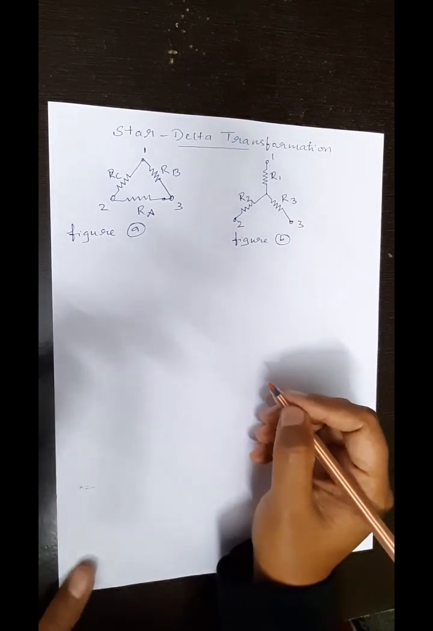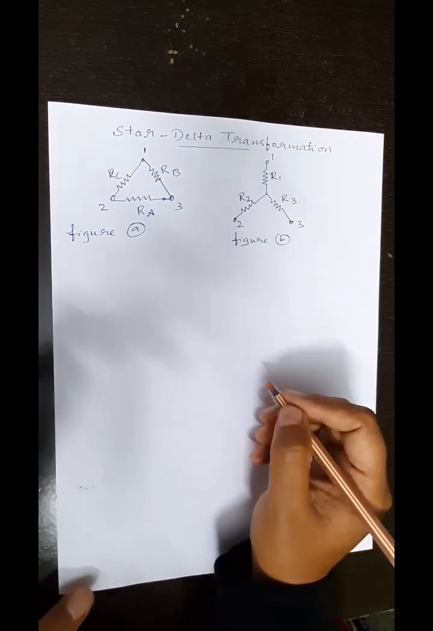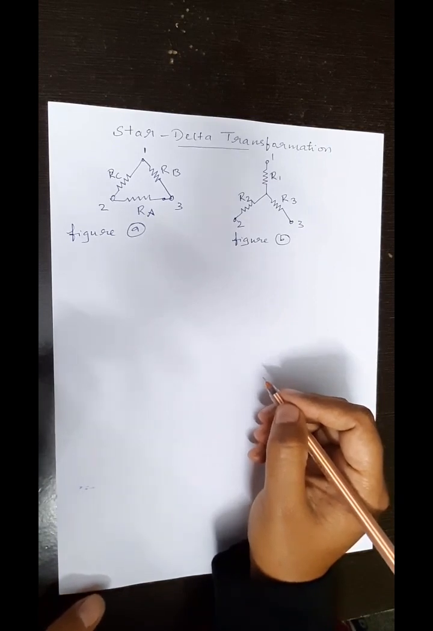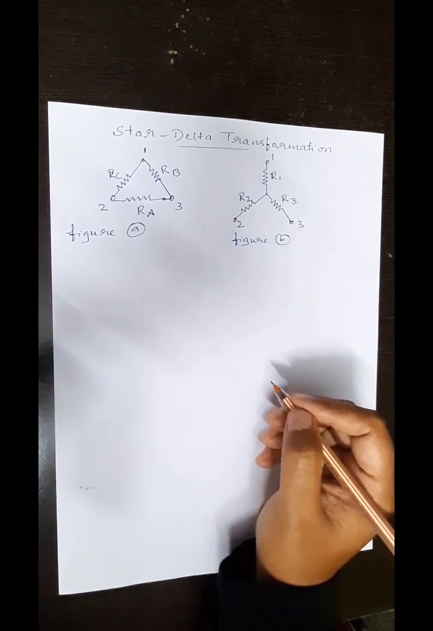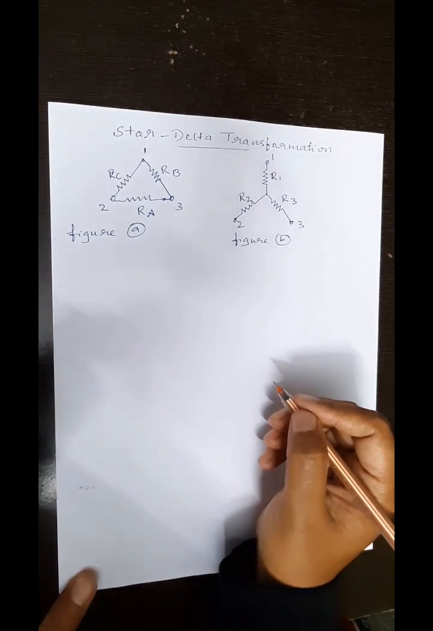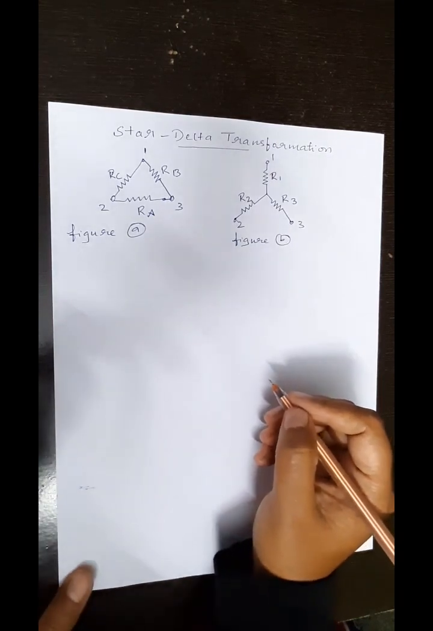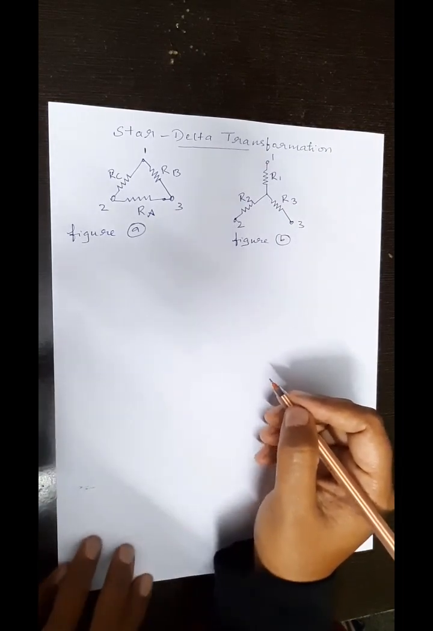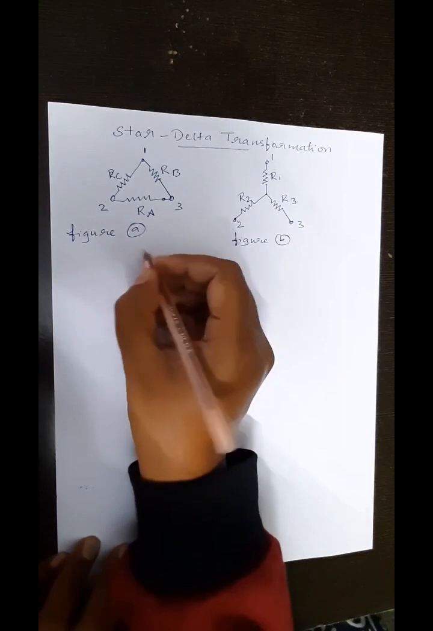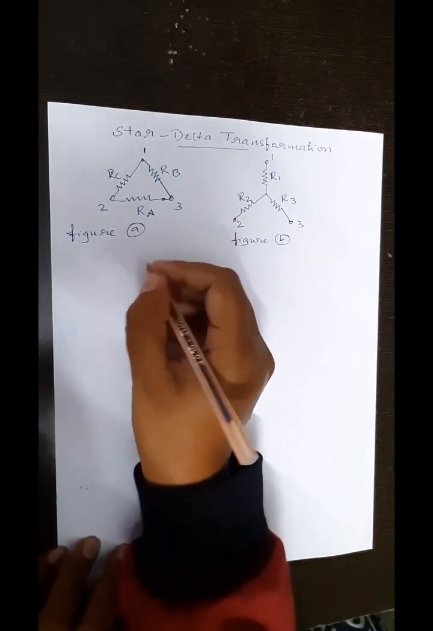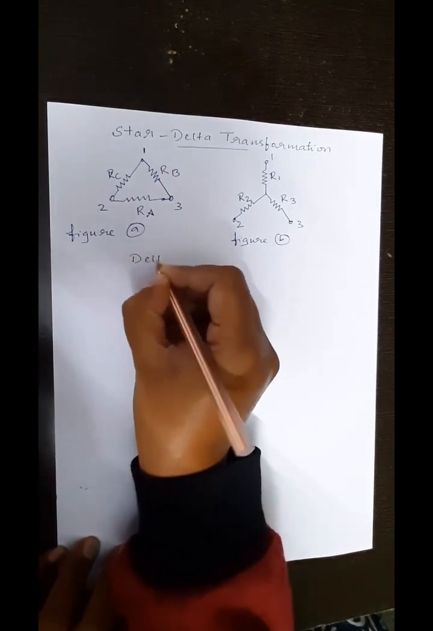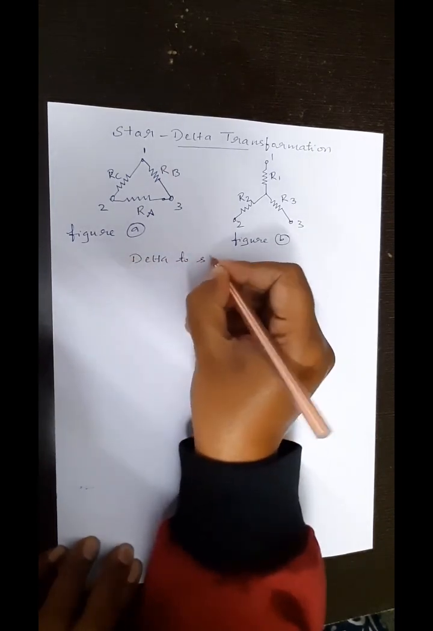These two networks will be electrically equivalent if the resistance as measured between any pair of terminals is the same in both of the arrangements. Star network and delta network are dual to each other. Now we shall study how to convert a delta to star or star to delta. First let us go for delta to star transformation.